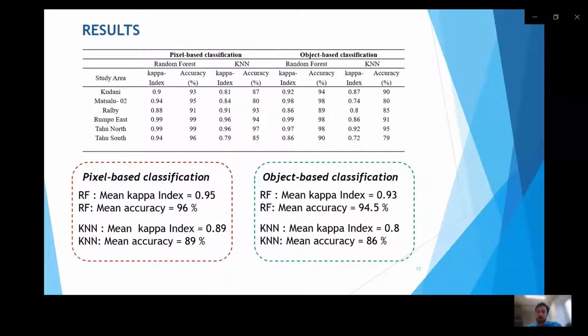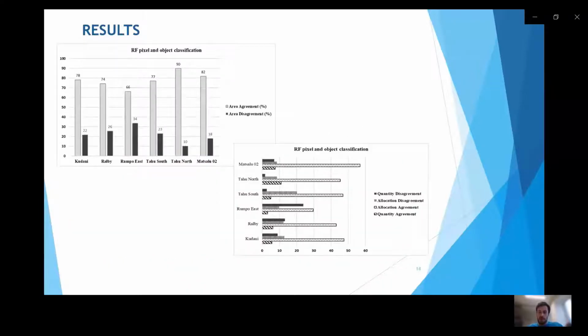Here, we can see that the accuracies reached by the classifiers were actually high. We can highlight two points. On average, random forest performs better than KNN in pixels and objects. On the other hand, there are not many differences between classification of pixels and objects.